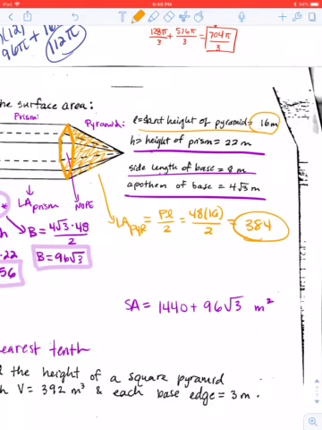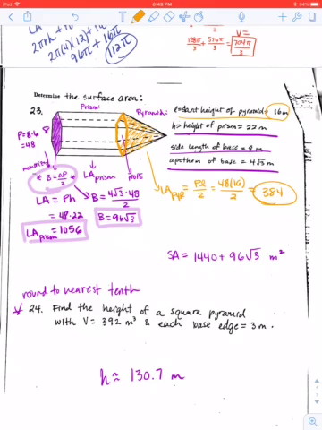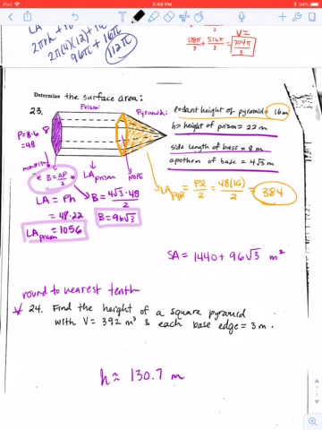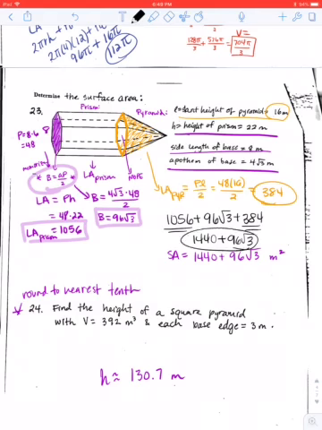All right. So those are the 3 things we needed. Now we're just going to add them all together. So 1056 plus 96 square root of 3 plus 384. Now, since this has a square root and those two do not, the only thing that I can add is going to be like terms. So we're going to add 1056 plus 384, and guess what? You get 1440 plus 96 square root of 3. So that's my surface area. Ta-da!